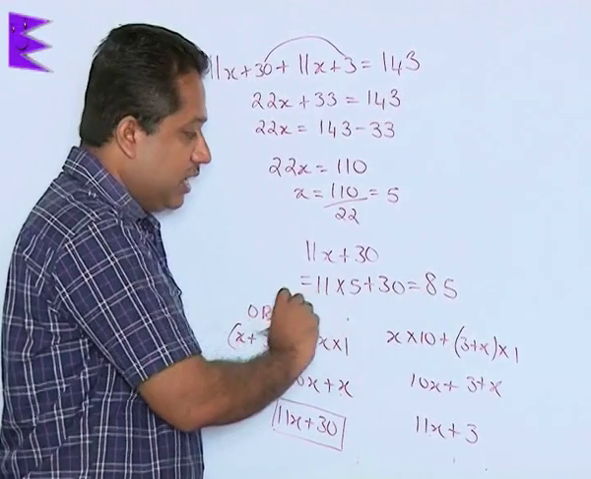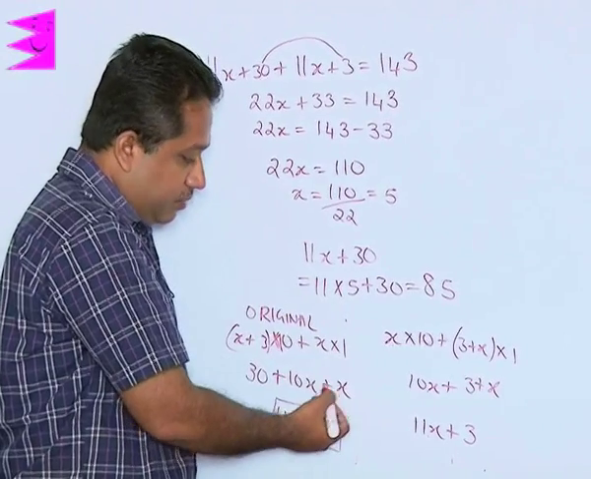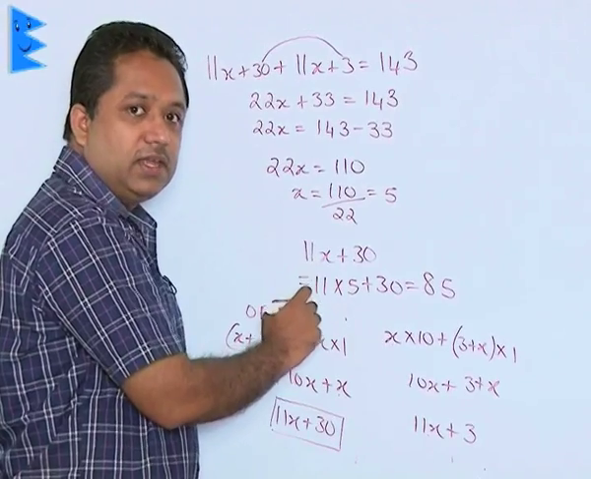There could be two possible answers also. The original number could have been 58 and the reverse number could have been 85. So, the answers will be 58 and 85.